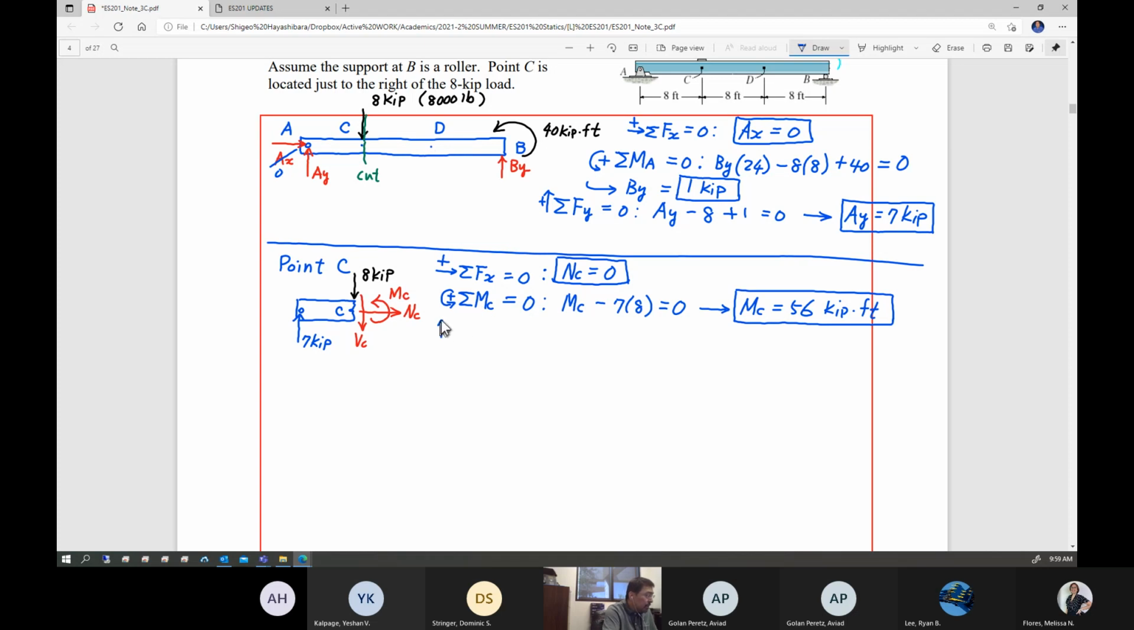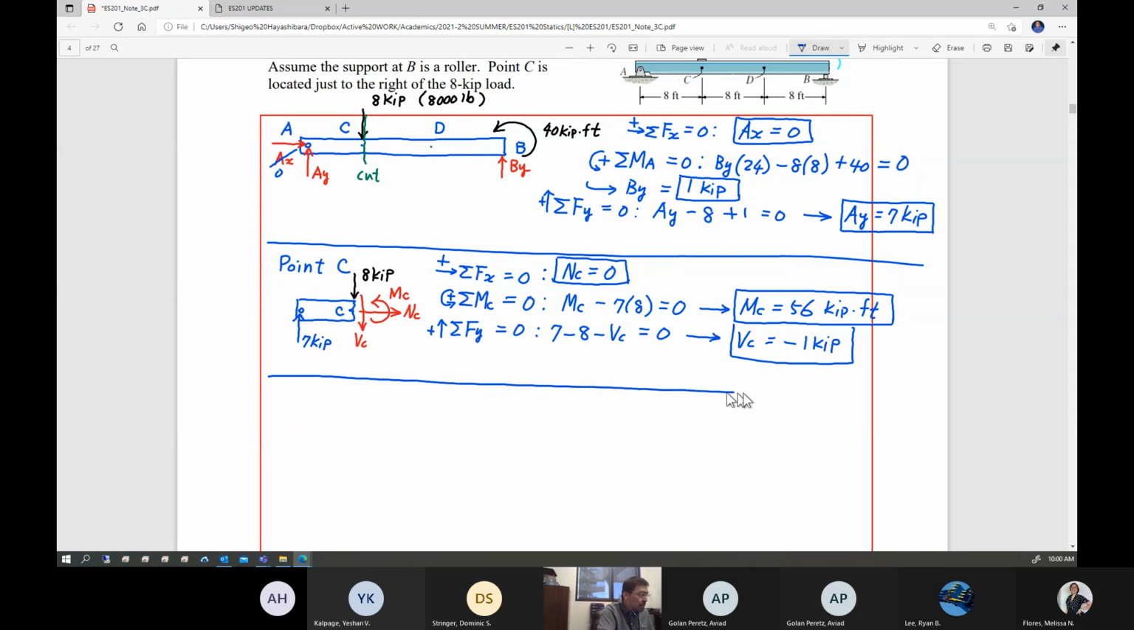Next is, of course, summation of the force in y direction, once again set equal to 0. So this actually gives you 7 kip going up, positive, 8 kip, negative, BC is again negative, is equal to 0. Interestingly, this is going to give you BC negative 1 kip. So an important discovery here is the direction of BC is actually up. Okay, good.